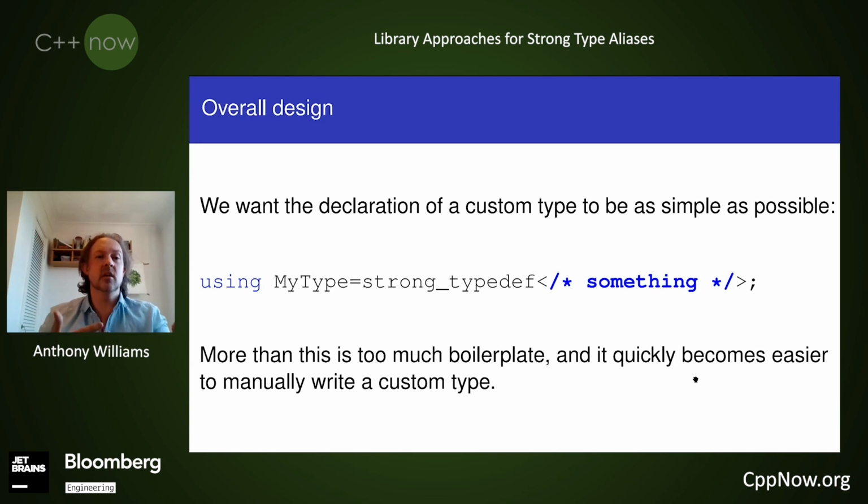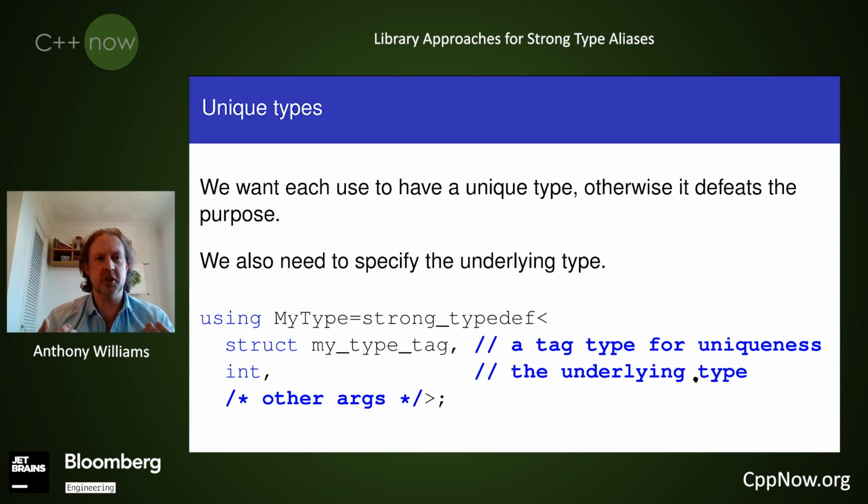Ideally, I want to be able to declare my strong type as simply as possible. I want to say, my type is a strong type of something. And the more I have to type in the something, the less happy I am, because the quicker it is, the easier it is to write your own custom type. So how do we do that? What can we do to make it minimal? Well, we want to be able to have something that can tag this to say it's a unique type.